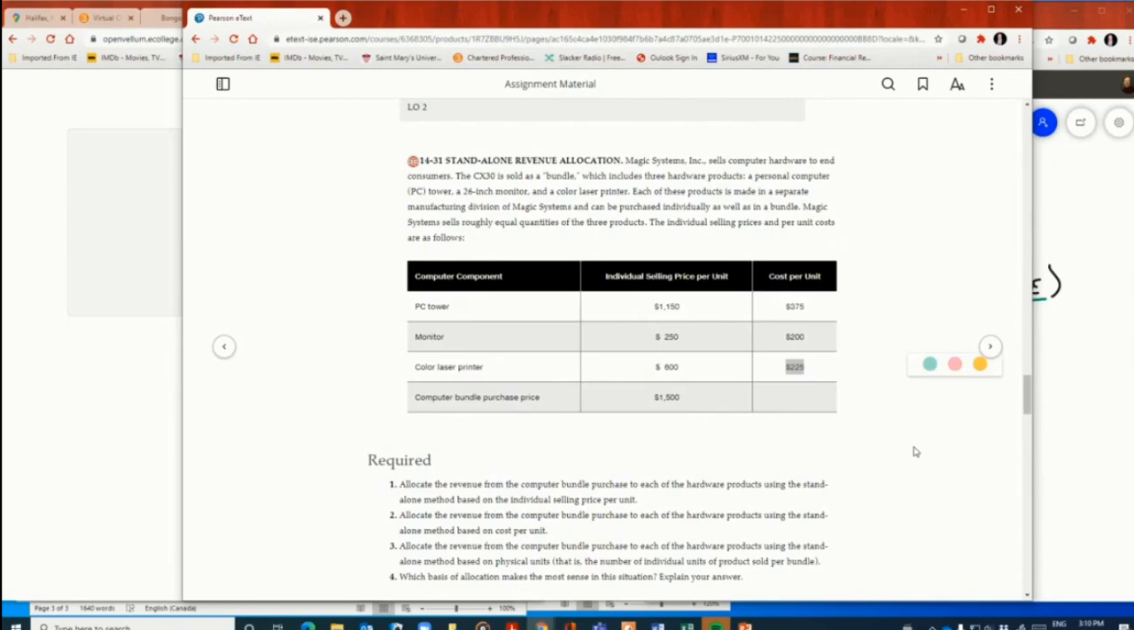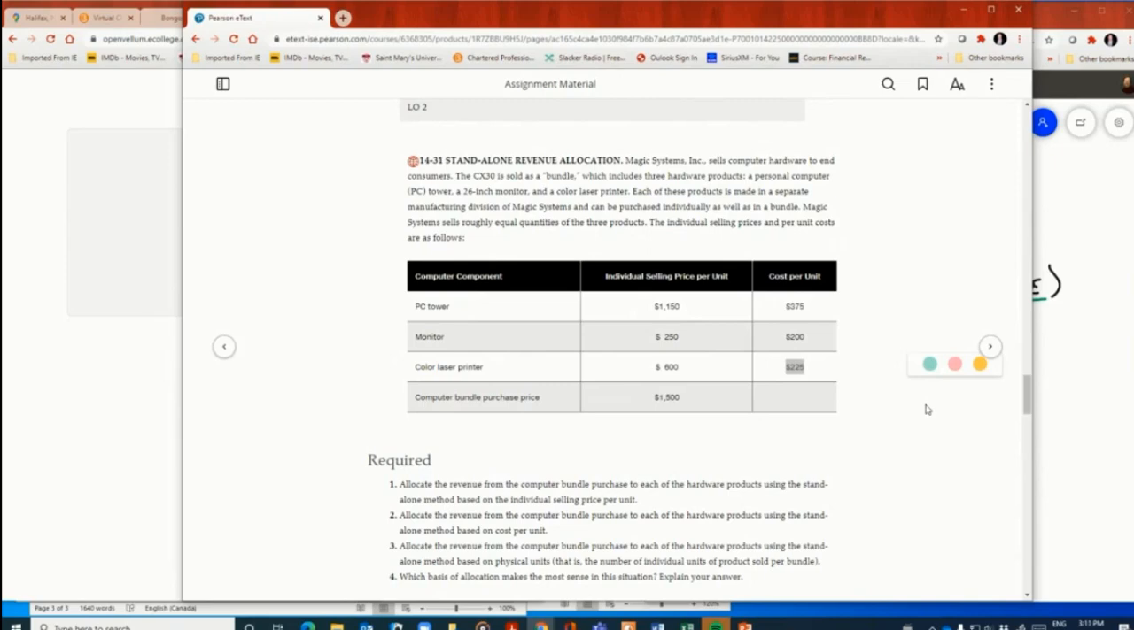But if you add up the three together, like the $1,150, the $250, and the $600, that adds up to $2,000. So a customer comes in and says, I want all three of these things. And if they purchase them separately, it would cost them $2,000. But instead, package deal, buy it as a bundle, we'll sell it to you for $1,500. So the customer gets a deal, and we get to sell all three things at the same time, rather than some customers only buying one or maybe two of the three.